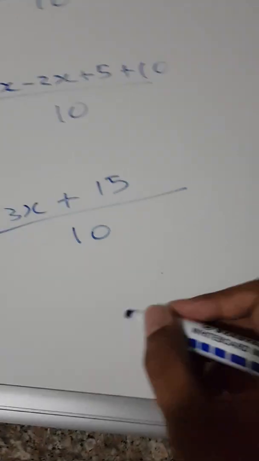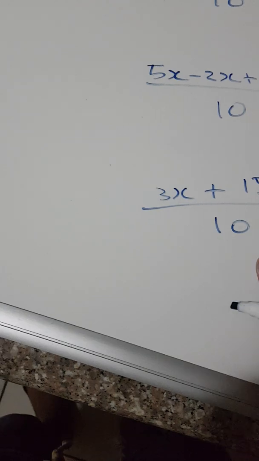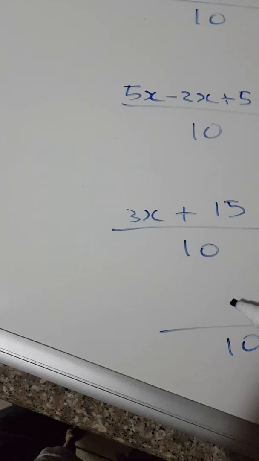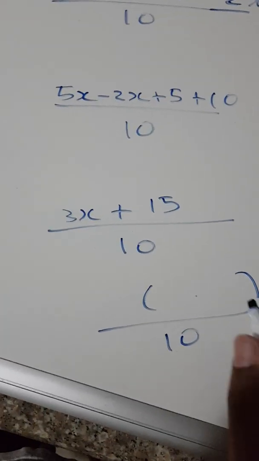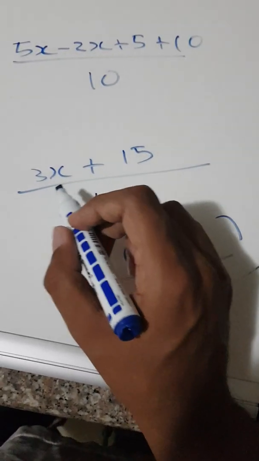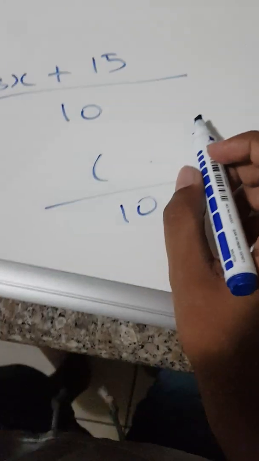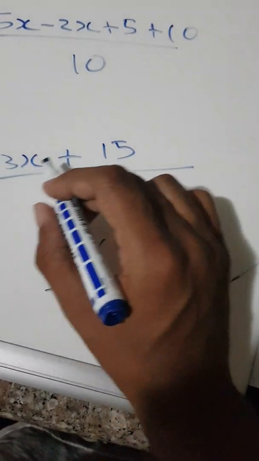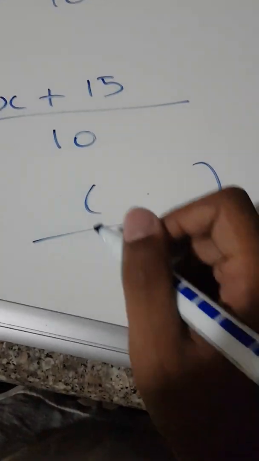So let me show you how that works. The last form of everything here will be like this. You'll bring down the vinculum, you'll have your 10. Now we put a factor in brackets, right? So as we can see here, 3 multiplied by x will always give us 3x, right? And 3 multiplied by 5 will give us 15, right?